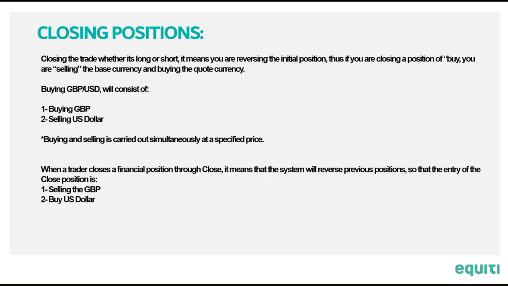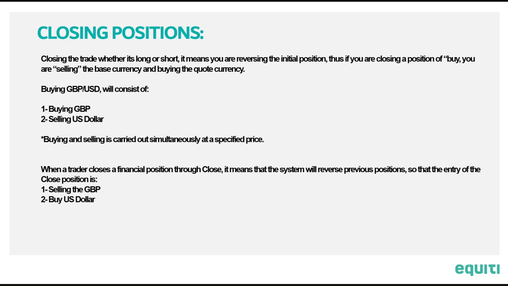So, closing positions. Closing the trade, whether it's long or short, means that you are reversing the initial position. Thus, if you're closing a position of buy, you are selling the base currency and buying the quote currency. Buying GBP USD, which is the British pound, will consist of buying the GBP and selling the US dollar. Buying and selling is carried out simultaneously at a specified price. And this is why it's called pair trading, because you are buying one and you are selling one.